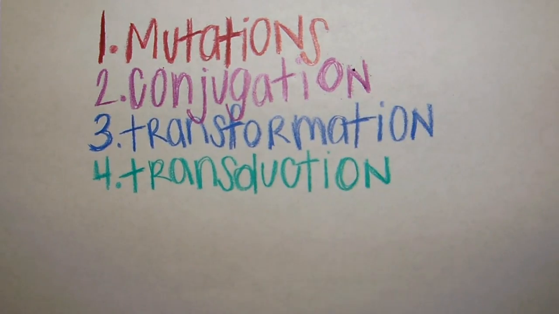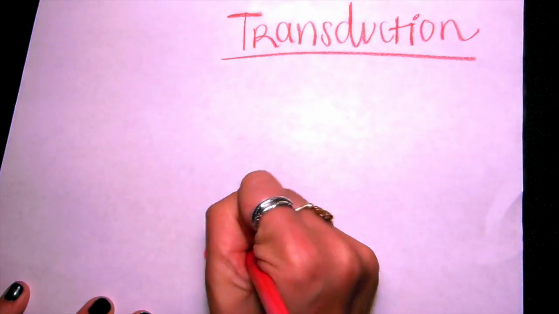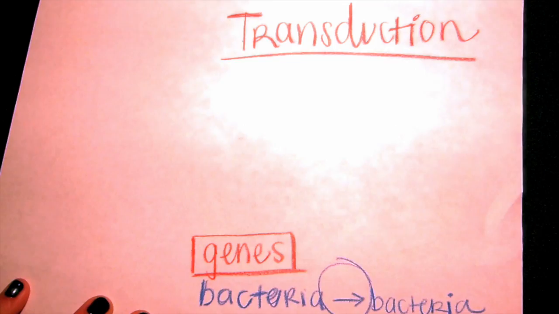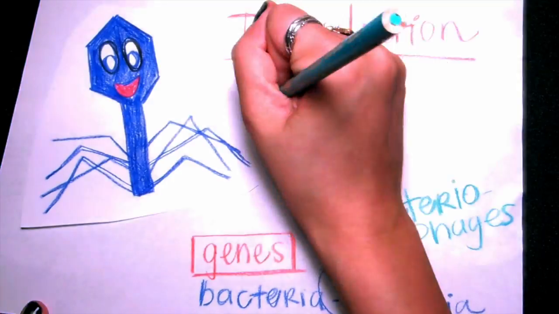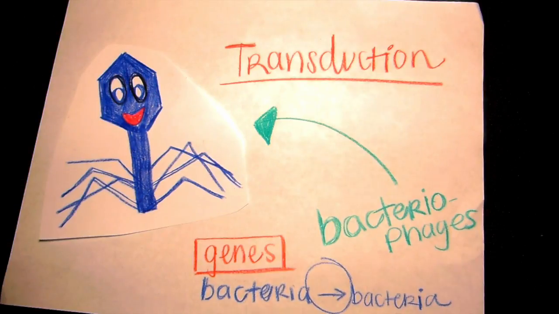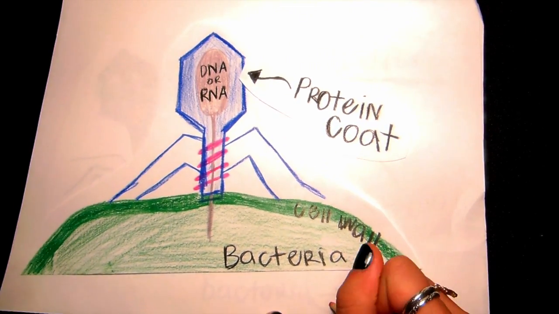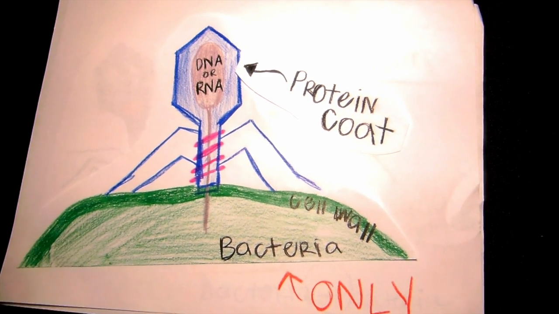Last is transduction. In the last type of horizontal gene transfer, transduction, genes are transferred from one bacteria to another through bacterial viruses called bacteriophages. Bacteriophages are viruses that consist of DNA or RNA surrounded by a protein coat called a capsid. Bacteriophages, or simply phages, can only infect bacteria.